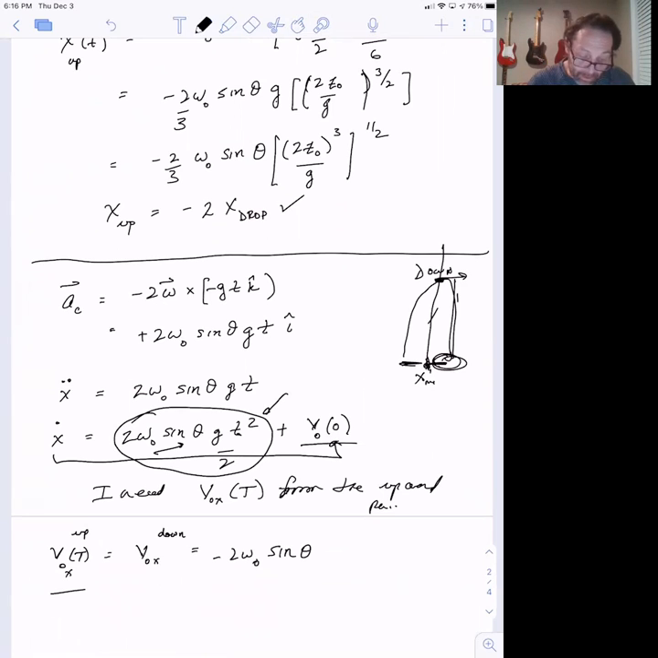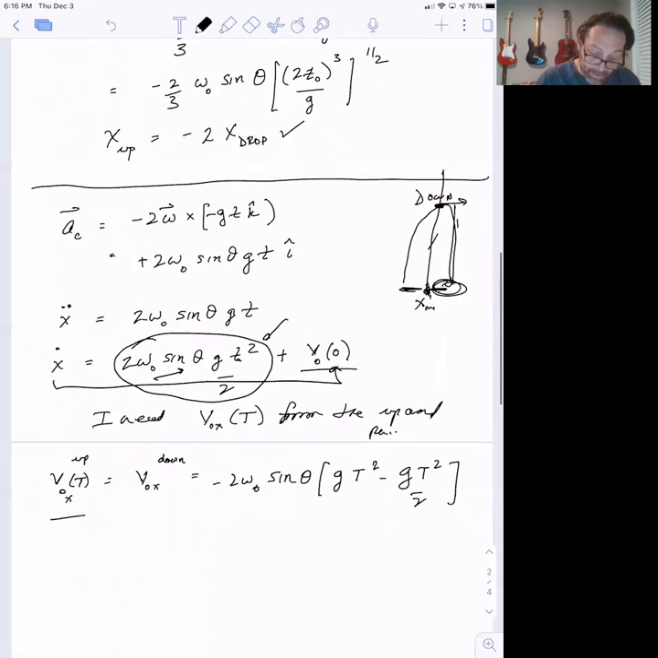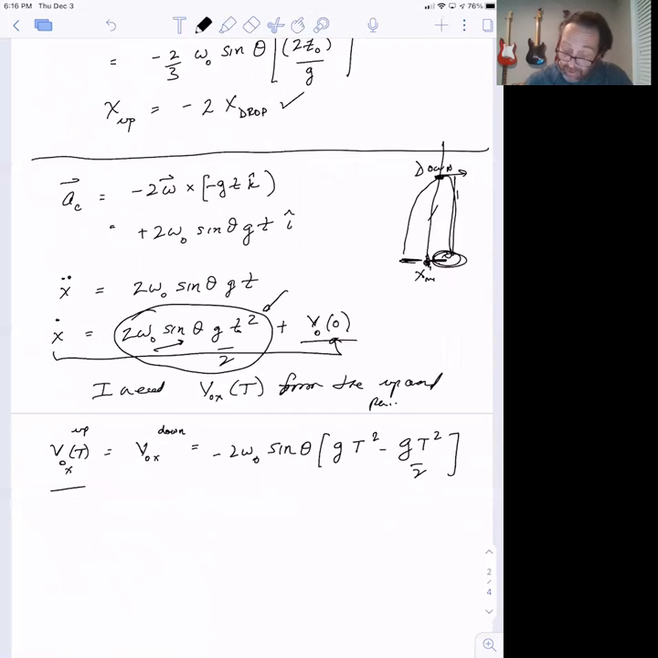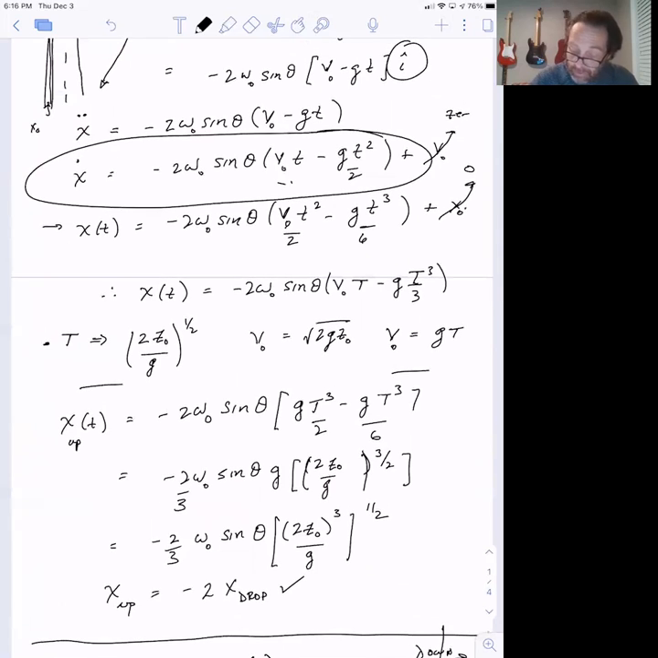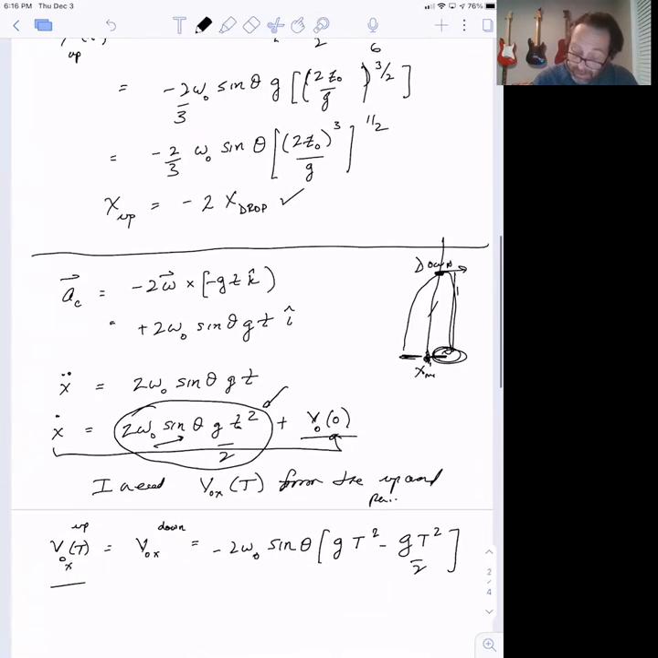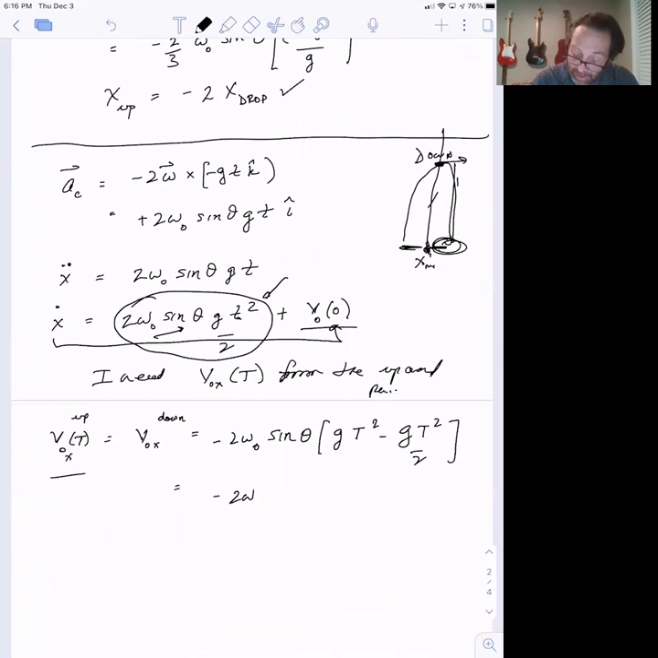-2 omega naught sine theta. And then we evaluate that at g t squared minus g t squared over 2. This simplifies nicely. Let's check those coefficients one more time. There's a coefficient of 1 here and a coefficient of 1/2 there, which is this. So this is -2 omega naught sine theta. Then I have g t squared.